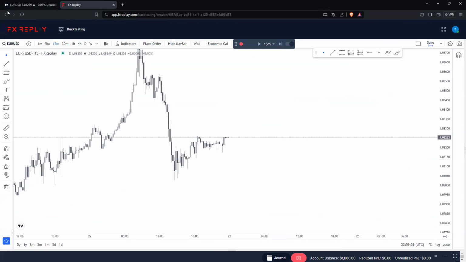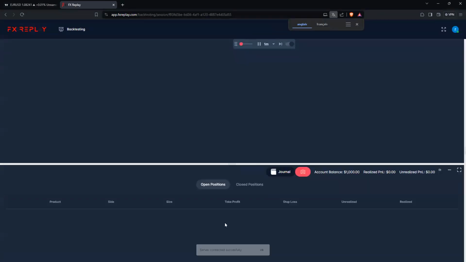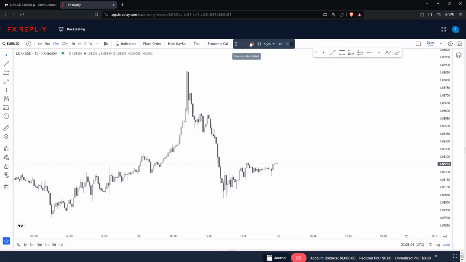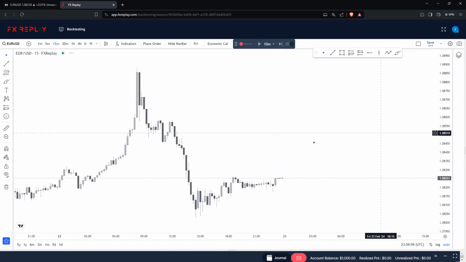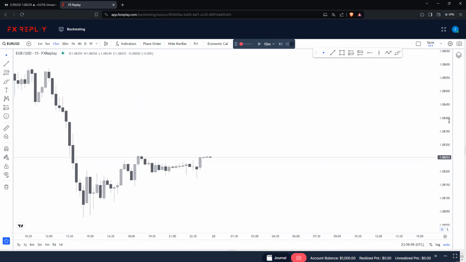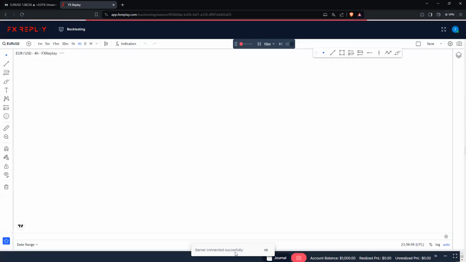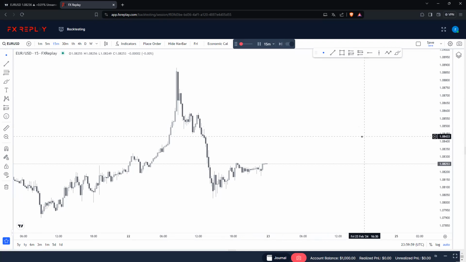Let me just try again with FX replay. I want this to work. I want you guys to spot the trades. I don't want to do this on my own. Do you know how to fix this? Why is it doing this, man? Does anyone know how to fix this? Let's just go here and then play it again. Recreate the session, okay.